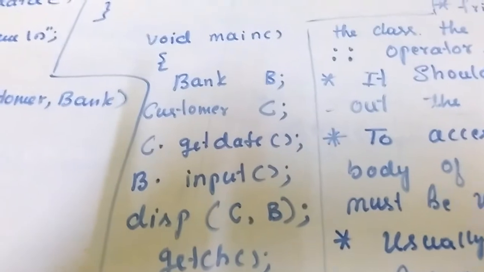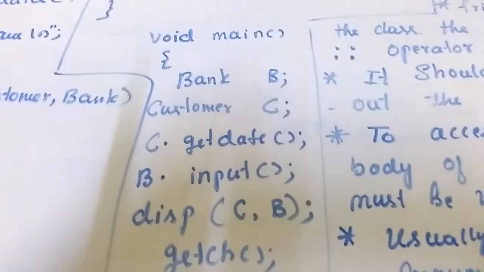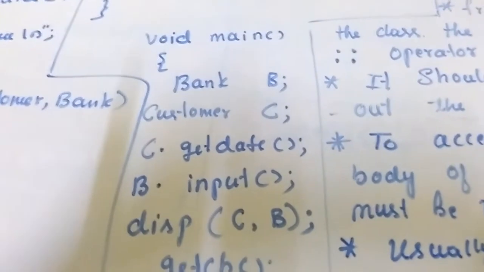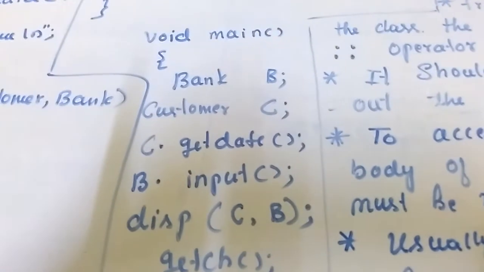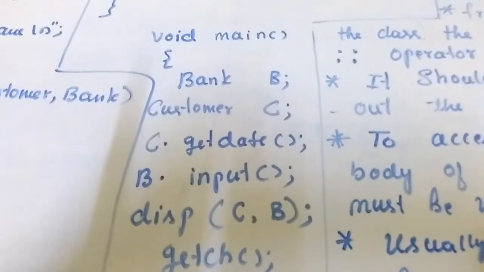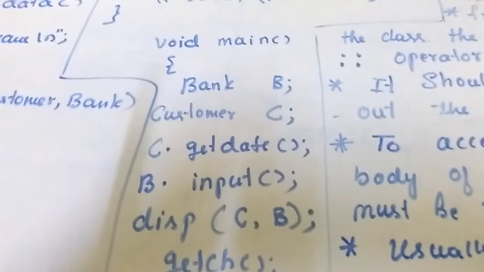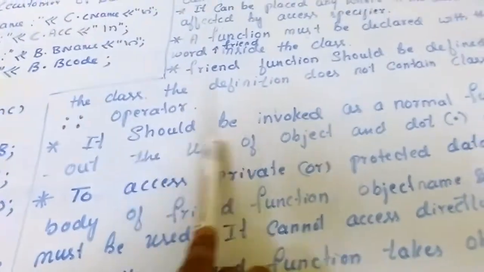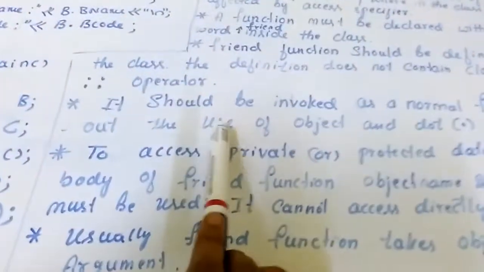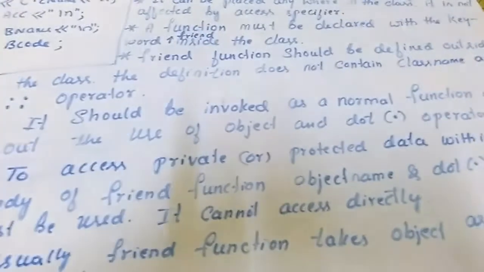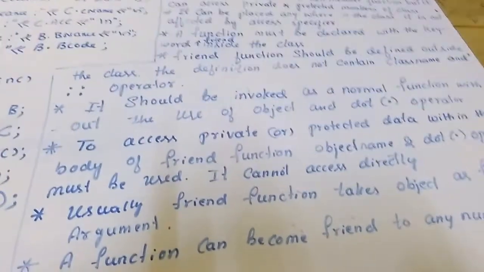Whereas disp is not a member function, it is a friend function. That's why we should not use any object and dot operator in order to invoke that function. But we have to pass object as argument. That point we had written here. It should be invoked as a normal function without the use of object and dot operator. I hope you understood this concept.